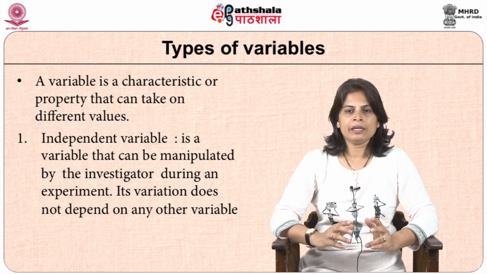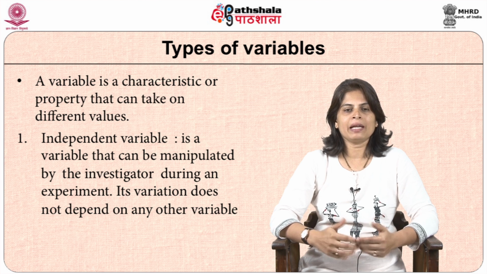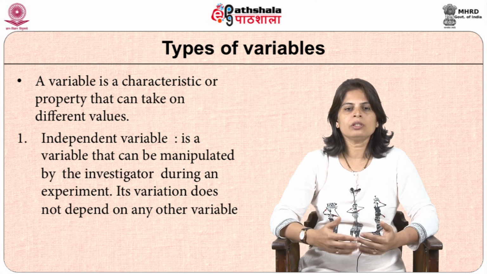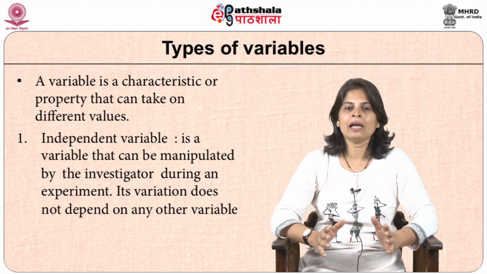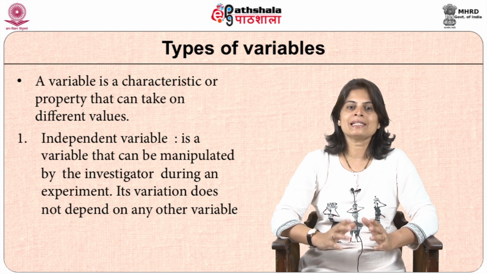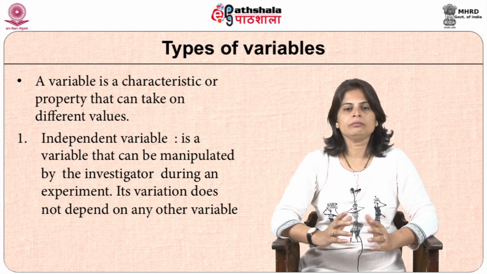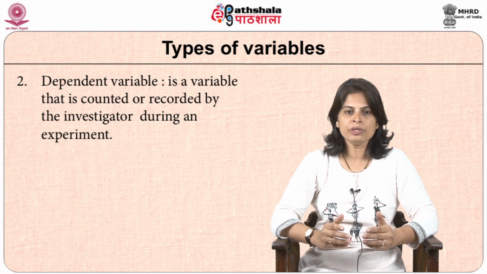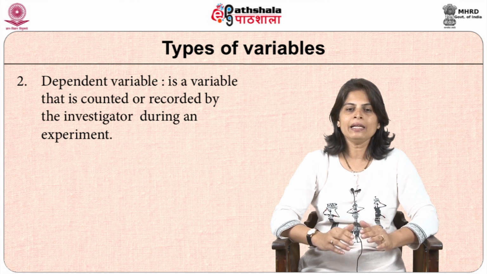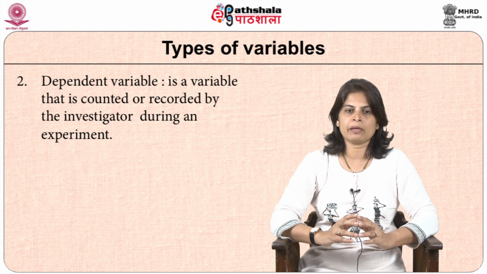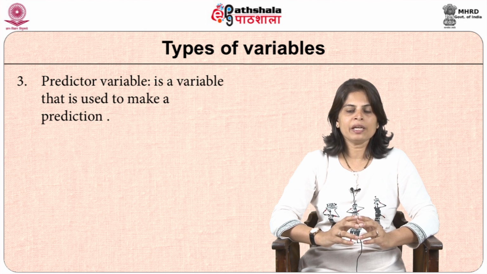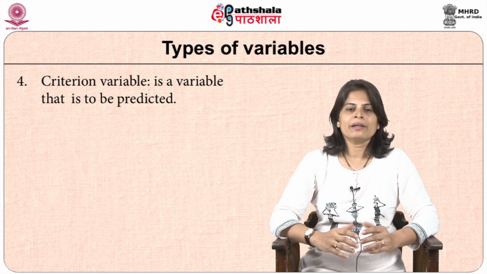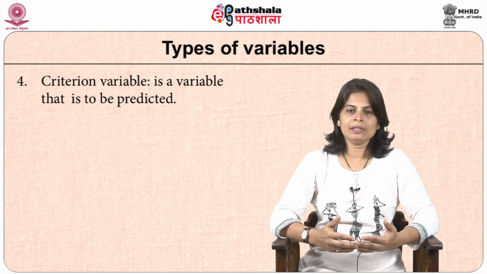An independent variable is a variable that can be manipulated by the investigator during an experiment. Its variation does not depend on any other variable, hence termed independent. A dependent variable, on the other hand, is a variable that is counted or recorded by the investigator during the experiment. A predictor variable is a variable that is used to make a prediction, while a criterion variable is a variable that is to be predicted.